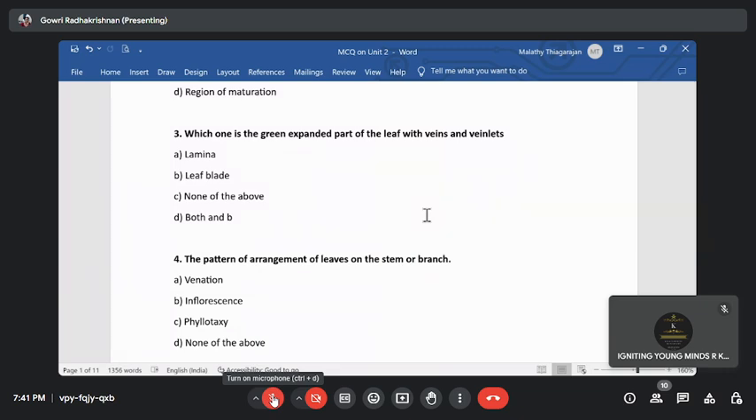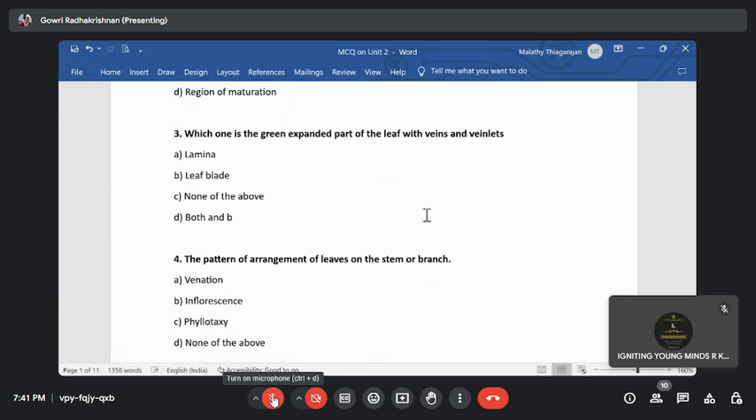So the option is D. D for donkey. Both A and B. I've left out A while typing. So it's a typo. So the answer is lamina and leaf blade. All right.